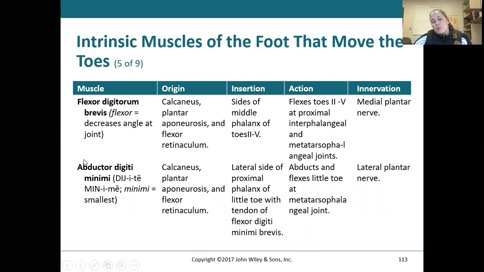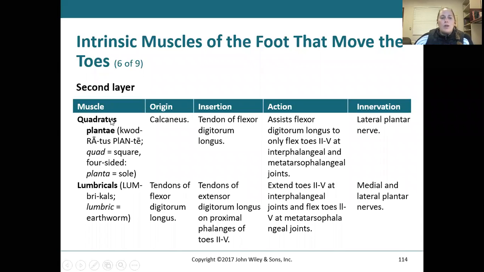It's interesting to note here, as we're going through many of these, some of the origins and insertions. The origins are going to be in regions like the calcaneus. Again, that's more commonly known as your heel bone. So the abductor digiti minimi again has that same origin, the calcaneus, and this is going to abduct and flex the little toe at the metatarsophalangeal joint. The innervation is going to be the lateral plantar nerve. Quadratus plantae, the origin is the calcaneus.